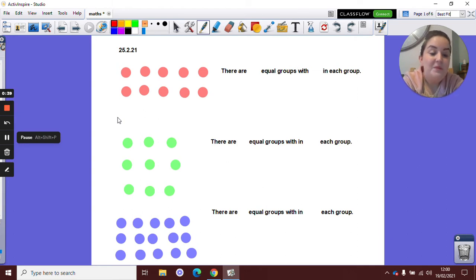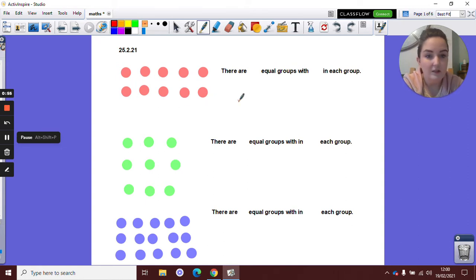Hello Year 2. This morning we are going to be looking at some arrays and looking at how we can split them into equal groups, which will then help us in building our steps on multiplication. Okay, so let's have a look at this first drawing here that I've done.